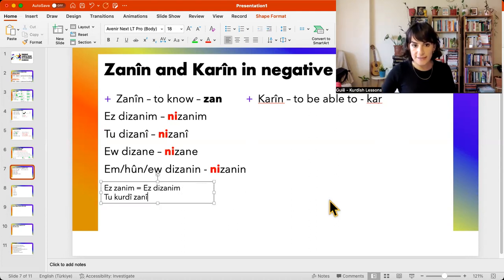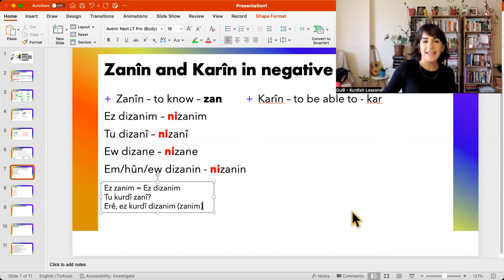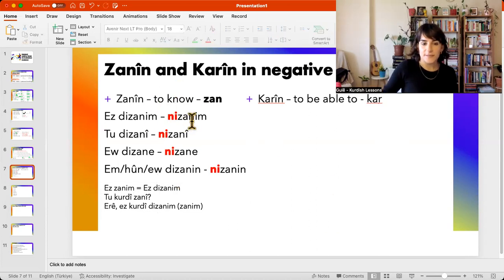"To Kurdizani," do you know Kurdish? You can say "are, as Kurdi," grammatically "the zanum," but for that moment you can say "Kurdizanum," to sound more native, okay? So this is one of the verbs that takes "no" for negative form.